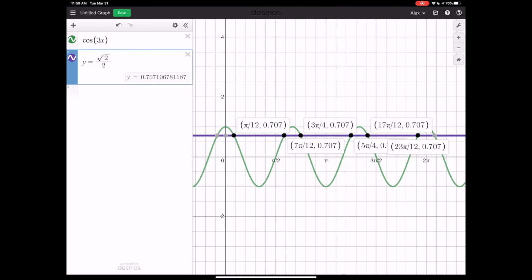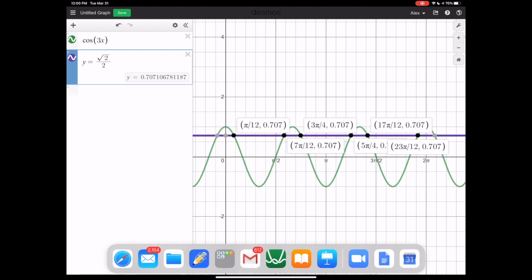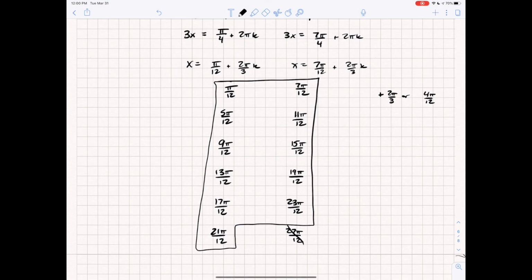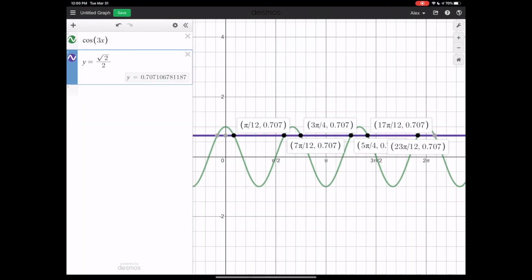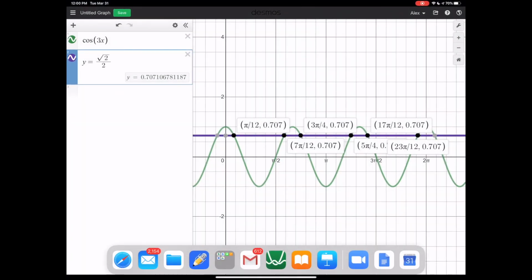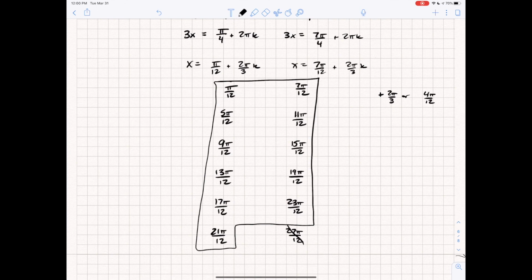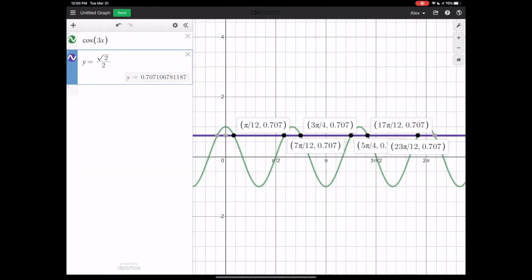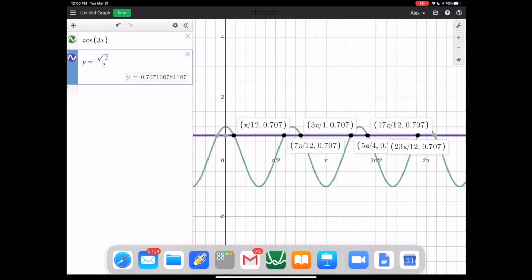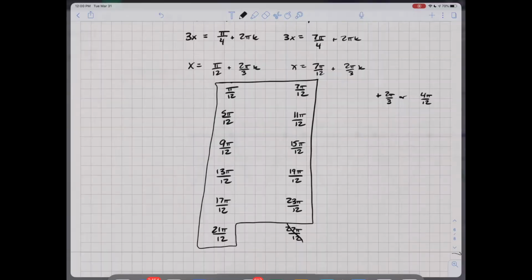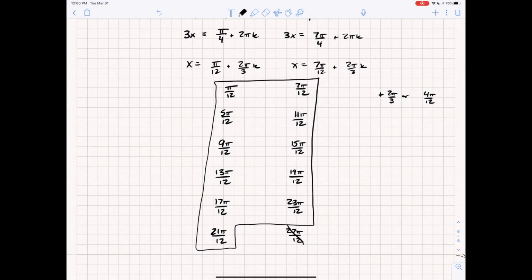So what did I do wrong? So let's go through and look. You probably already found it, and I just haven't yet. All right, so we got pi over 12. Well, that was the first answer that we got earlier. And then I have 7 pi over 12. So we got that. If I add 4 pi over 12, I get 5 pi over 12. And that's probably my mistake. Oh, because I'm not supposed to be adding 4.